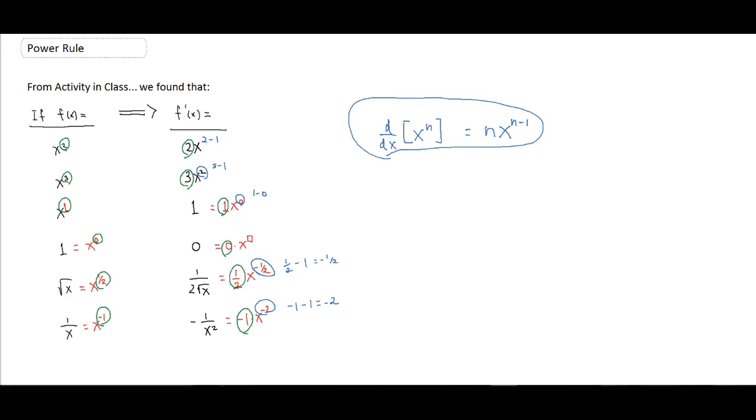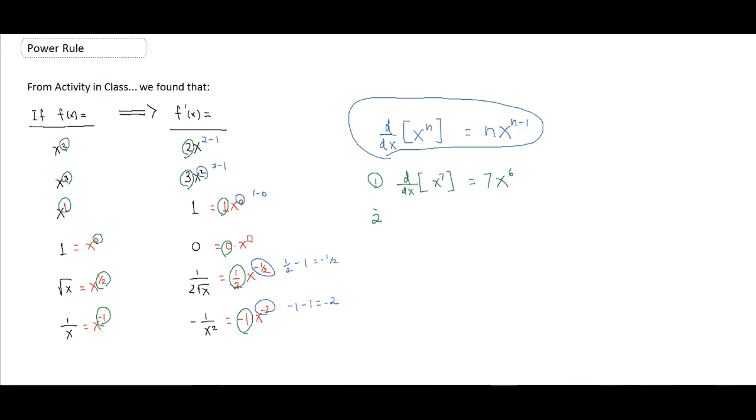Now again, remember that the power can be anything, right? So here's the first example. Let's say that I'm going to differentiate, so I'm going to denote this as d dx, and let's differentiate something like x to the 7th. So the derivative of the function x to the 7th: 7 comes down as the coefficient, and the new exponent is going to come from 7 minus 1, so that's going to be x to the 6th.